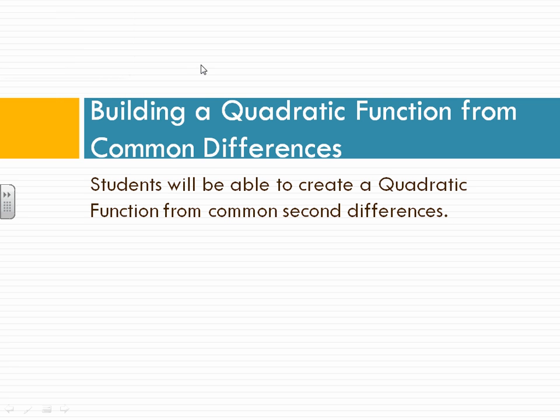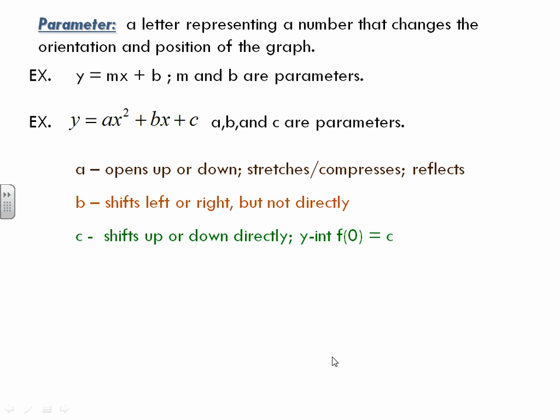Right, so now that we have talked about what common differences are, first differences and second differences, now we're going to take a look at how we build our functions from those sequences, once you know they're linear or quadratic. So before we start doing that, we're going to talk about what parameters are. We've been using these, but we haven't really talked about them as parameters.